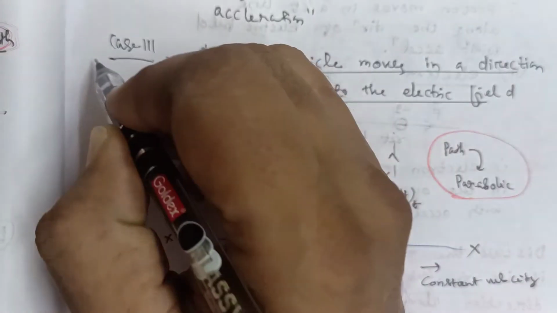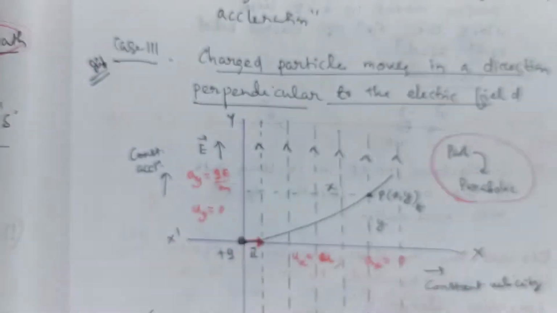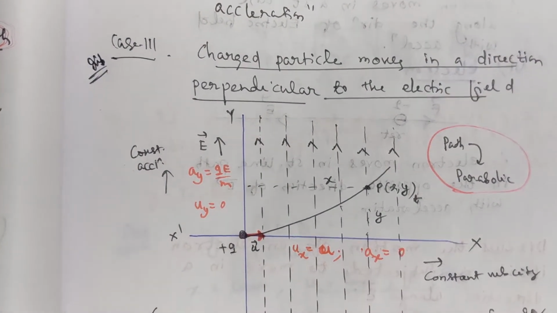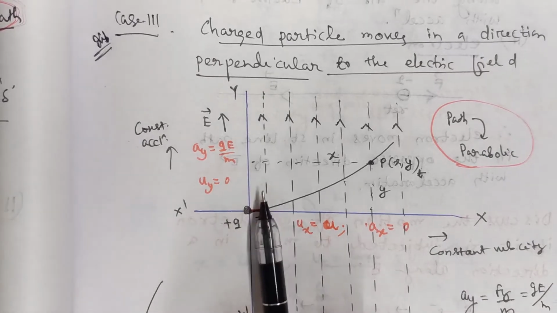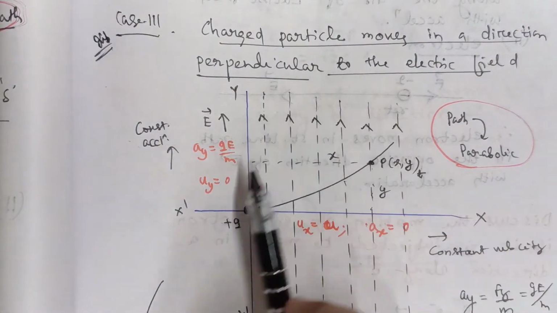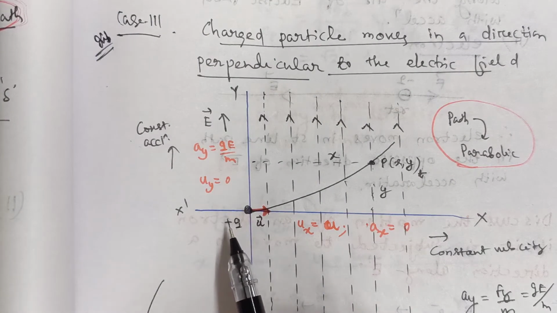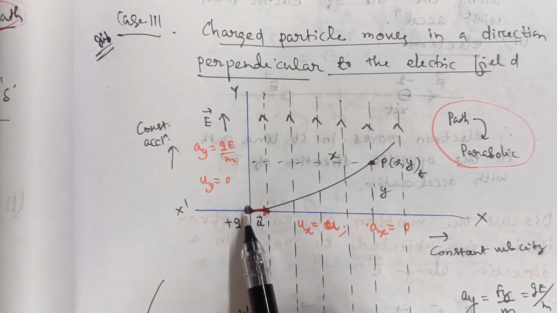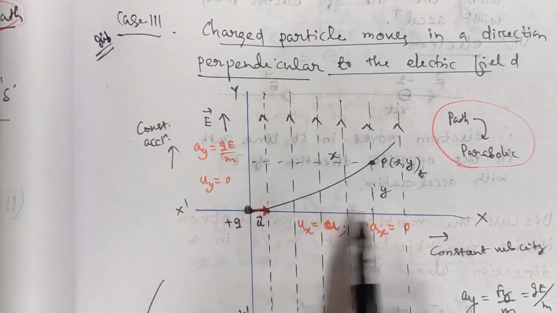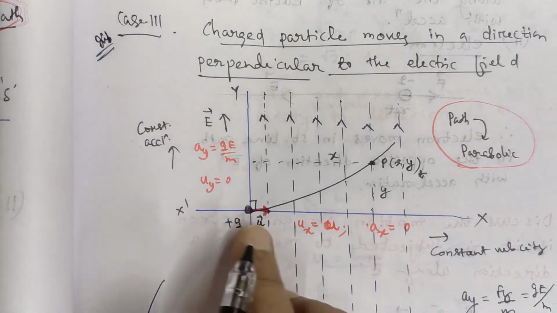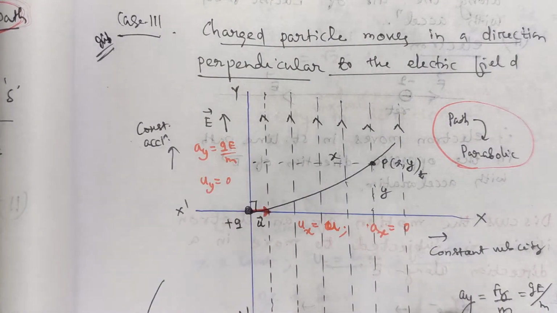Now this is the third problem for you. This is very important. You see what happens here. Just see the diagram first. The electric field direction is vertically upward, that means the positive y-axis. And the positive charged particle starts to move with an initial velocity along the x-axis. That means here the charged particle moves perpendicular to the direction of the electric field.